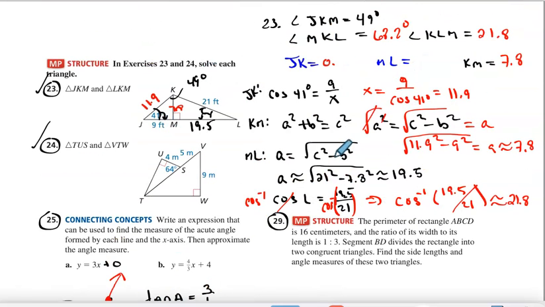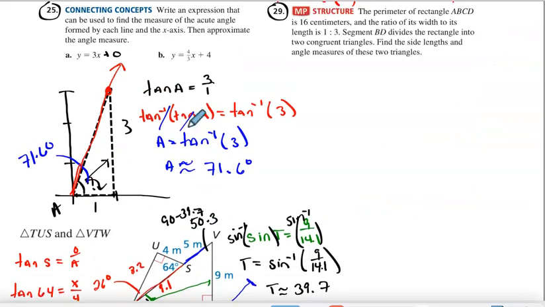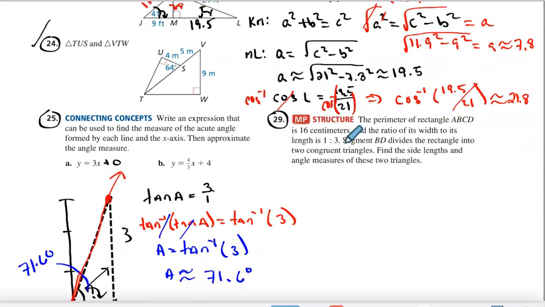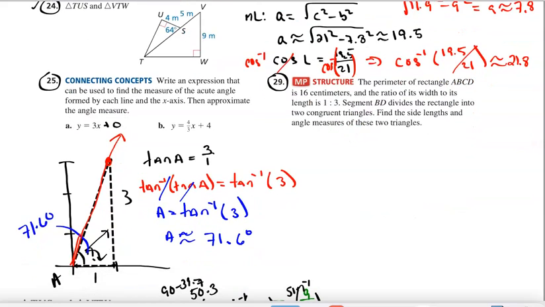Alright, 25, and I'll leave B for you guys. And then the last one is 29, I believe. The perimeter of a rectangle is 16. Okay, so let me make myself a little rectangle here. Let's see what we got here. The perimeter is 16. Width is 1 to 3 ratio. So this is 1 to 3. So I'll just say 1x to 3x. And so this will be 1x, 3x.